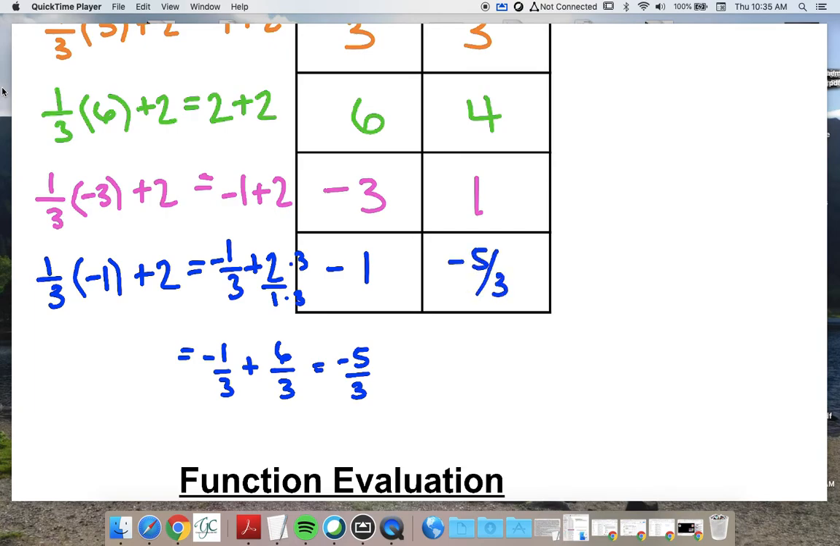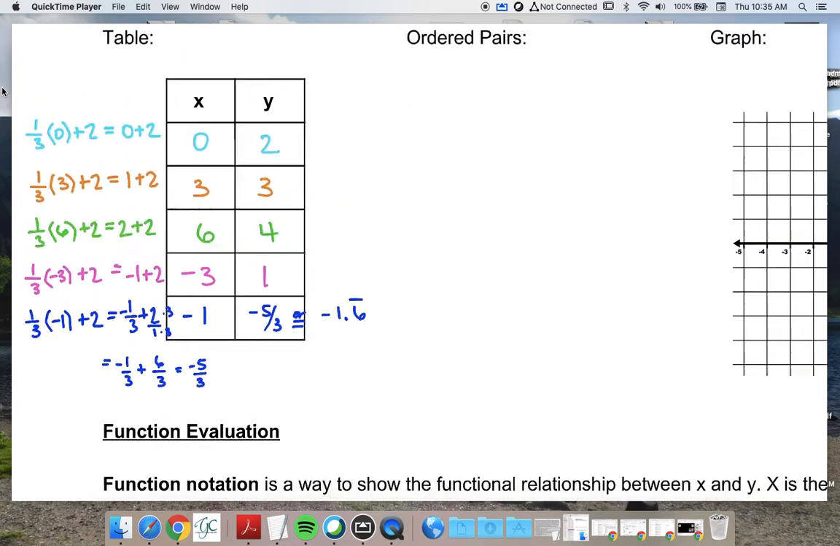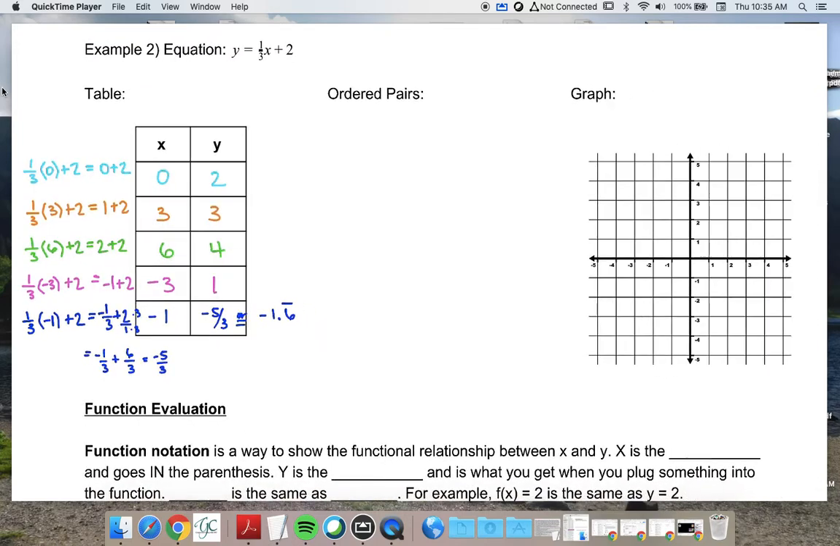And if we thought about that as a decimal, which is how it's going to be easier for us to graph, that'll be -1 and 2/3, which is -1.6 repeating. So it is definitely possible to plug in numbers that are not divisible by 3. It just means you're going to end up with a fraction or a decimal as your answer, and that's okay.